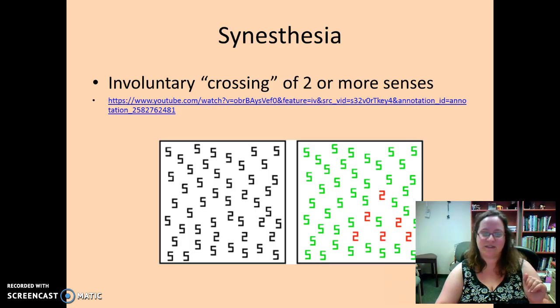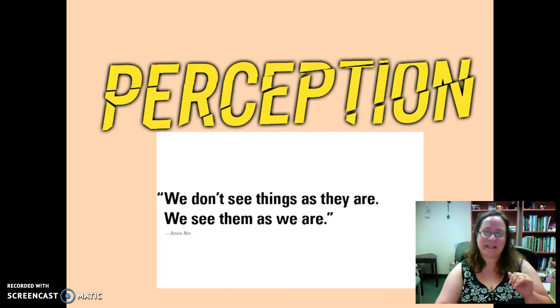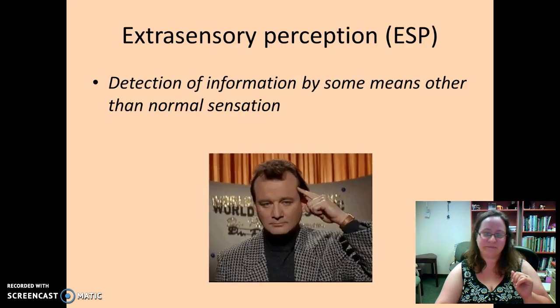Synesthesia is this really interesting phenomenon where you have two or more senses cross involuntarily, so you might always see the number 5 written in green. The video gives a really cool depiction of that. I'm going to spend the last couple minutes on perception.